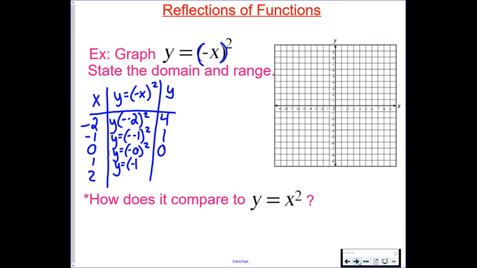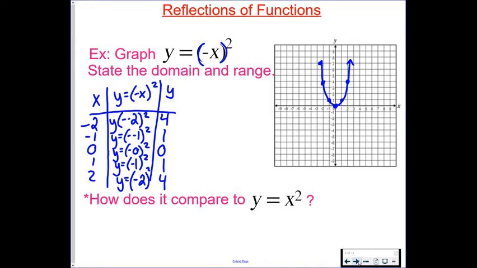Negative 1 squared is 1. And negative 2 squared is 4. Okay, so be careful. On this one, the x is negative, so make sure you put the negative inside those parentheses. Let's go graph. Negative 2, 4. Negative 1, 1. 0, 0. 1, 1. And 2, 4. And connect my dots together.